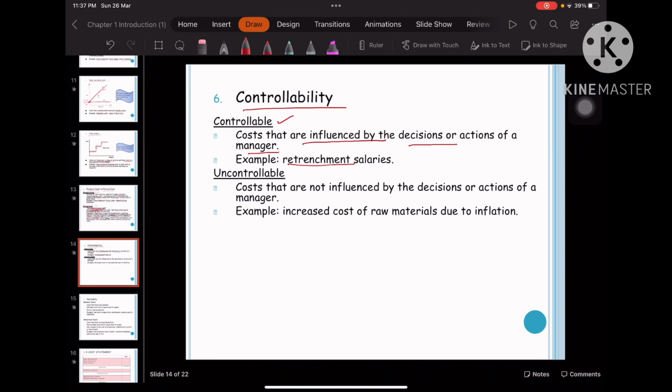Alright, so what will be the uncontrollable? Uncontrollable means that it cannot be influenced by the decision or action of the manager. For example, the cost of raw material. If we would like to purchase something, we cannot set the purchase price of the material. So we have to follow the supplier.